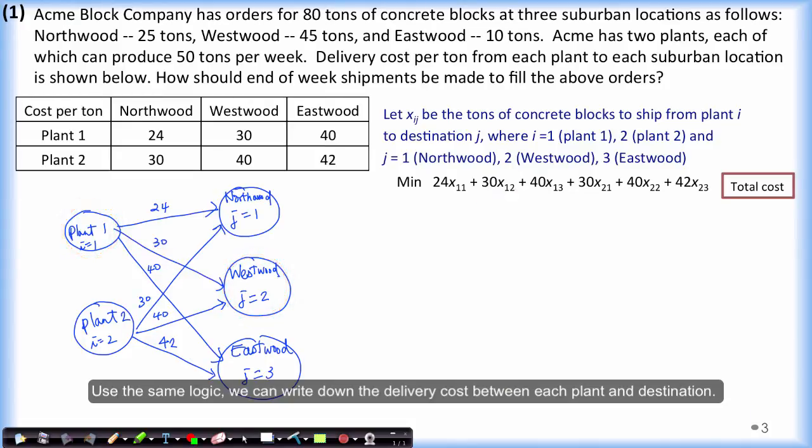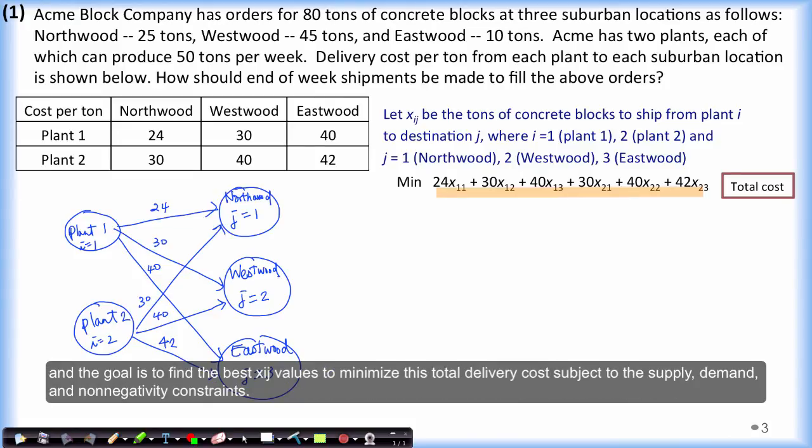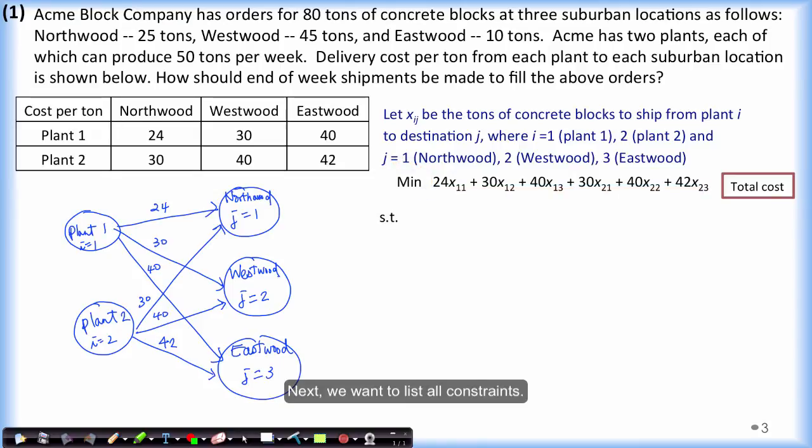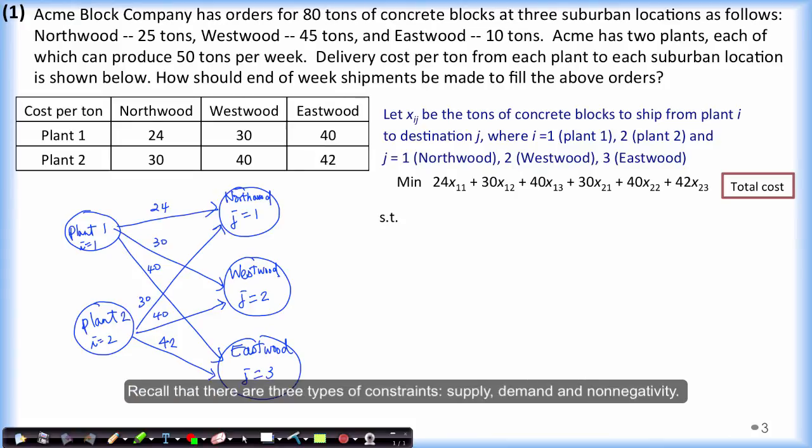Using the same logic, we can write down the delivery cost between each plane and destination. We add up all the costs for each origin and destination to get the total delivery cost. And the goal is to find the best Xij values to minimize the total delivery cost, subject to the supply, demand, and non-negativity constraints. Next, we want to list all constraints. There are three types of constraints: supply, demand, and non-negativity.